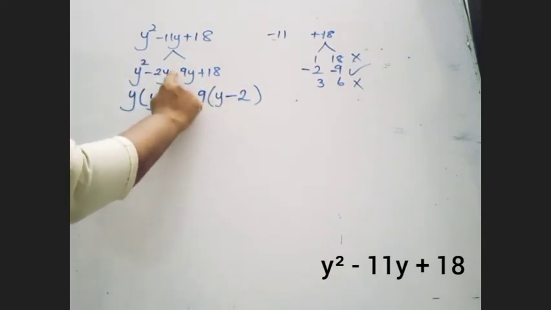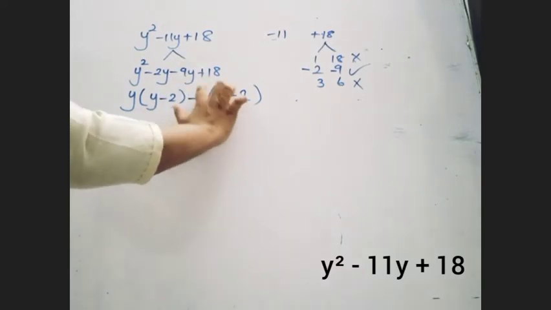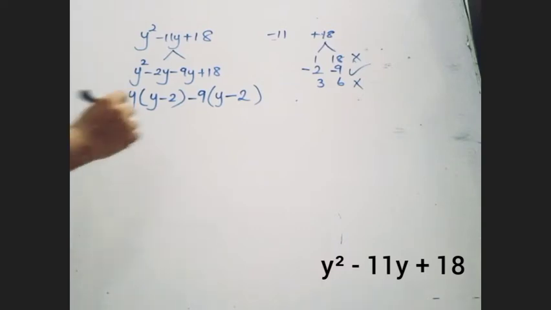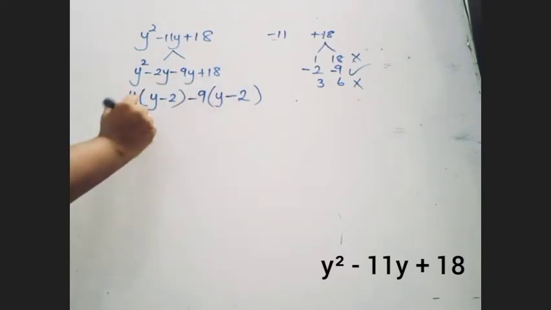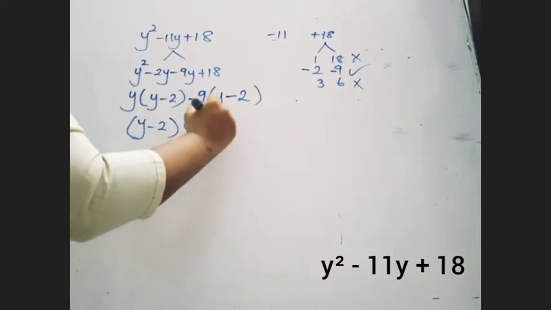Minus into plus, minus 9y. Here minus into minus plus, 9 into 2, 18. So that's correct now. So what is the common factor here? y minus 2. Here y minus 9.